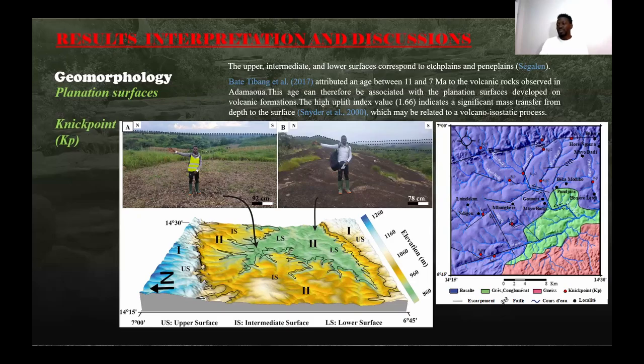Several coincidences between the orientation of river courses and those of the structural features, such as fracture, dike and extensional joint, suggest a clear structural control on the drainage network.